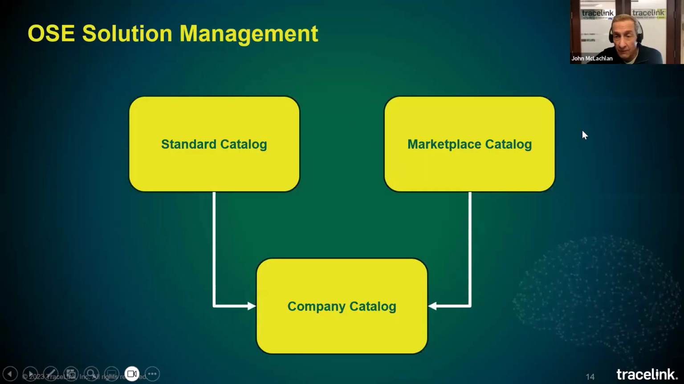Again, quick figure for us engineers. Again, company catalog, first step would be if I want to configure, I will download a solution from either the standard catalog or the marketplace catalog. And then optionally, once I'm done configuring, I can move that up to the marketplace.